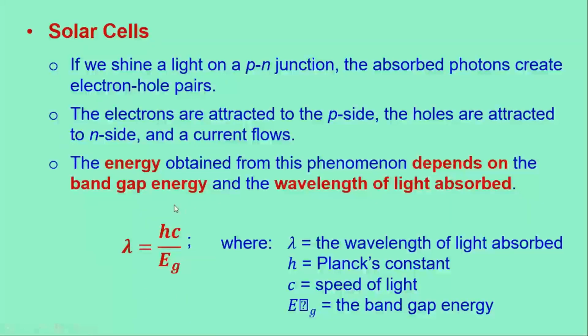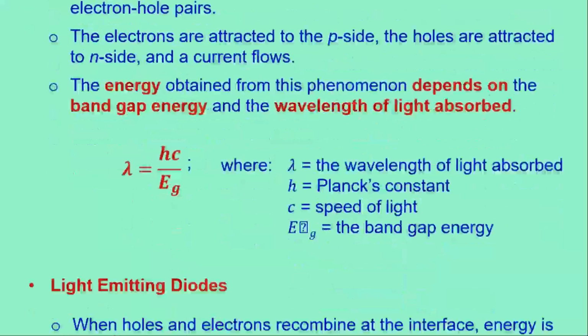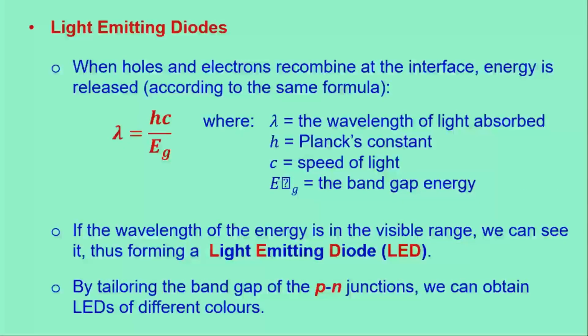So we have this equation here. The wavelength is equal to h, which is Planck's constant, times c, the speed of light, divided by the band gap energy. We can determine the wavelength of the light that will be absorbed to produce this usable electric energy. So those are the solar cells.